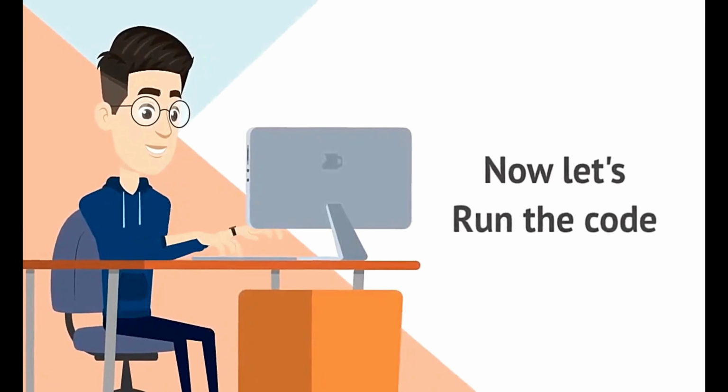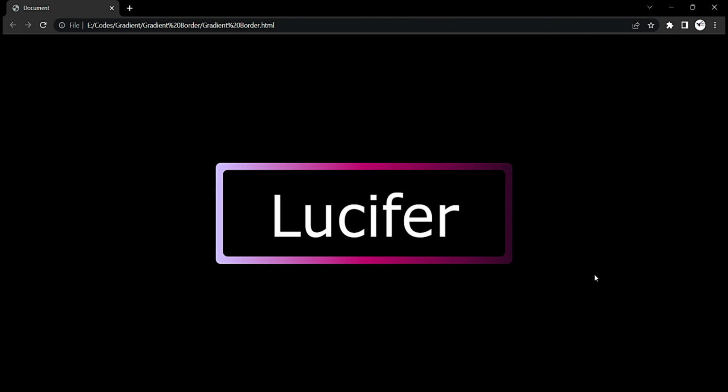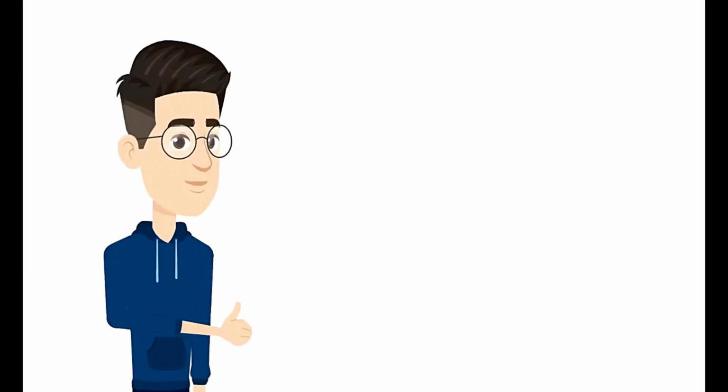Now let's run the code. Now you can see changes occurred because of styling. This is the end product of the whole code.